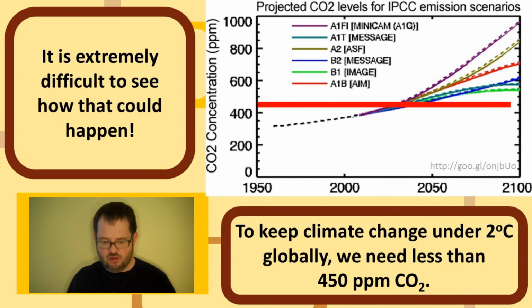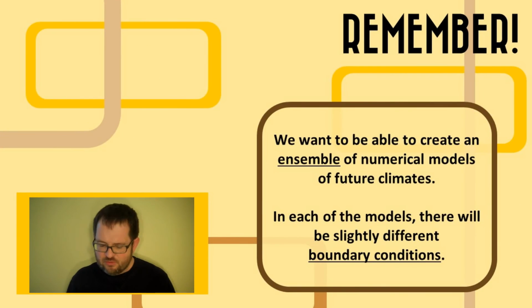This is not looking good at all. None of these scenarios are really saving the world. It's just a matter of how bad it gets in terms of greenhouse gases and so on. Don't get me wrong, we have a lot of control over how bad things get, but it's bad. Remember, what we're trying to do here is create an ensemble of numerical models of climate, and in order to do that, we want them to have a wide range of boundary conditions.